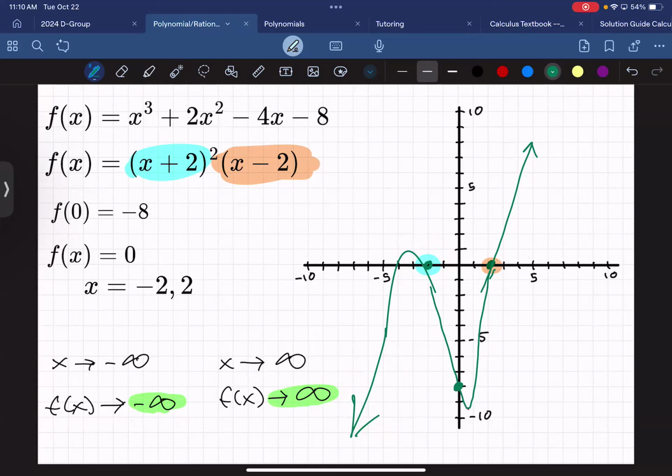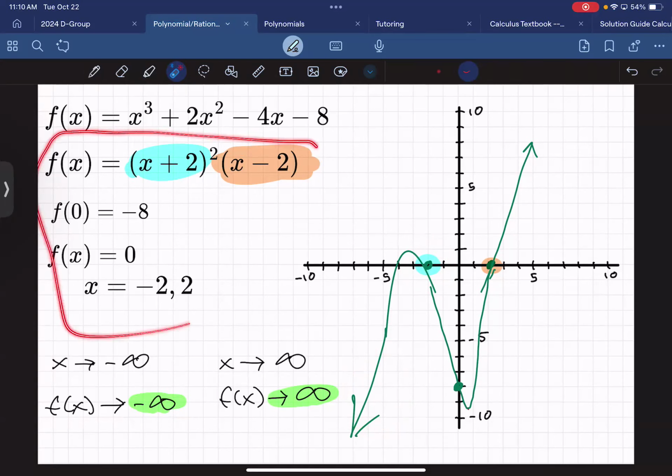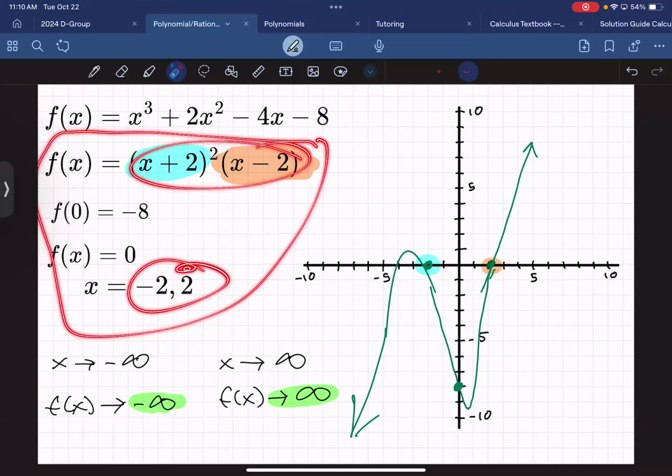All right, this is something that we need to talk about. And this is where we're going to start talking about how multiplicity is very important. How many x-intercepts should we have? All right, we did the work to show that I should only have 2 x-intercepts.